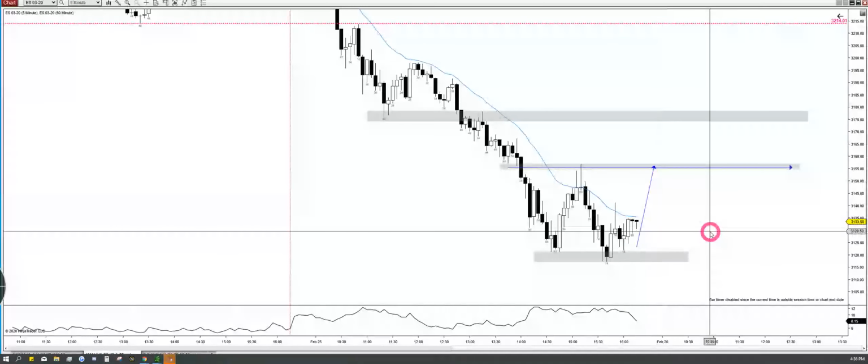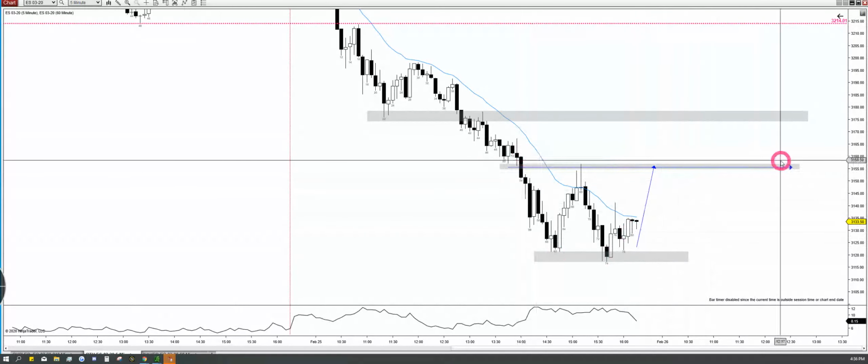If it comes back down, then that's it. We're back in the range. Then this is a range. Then we're going to come back down.